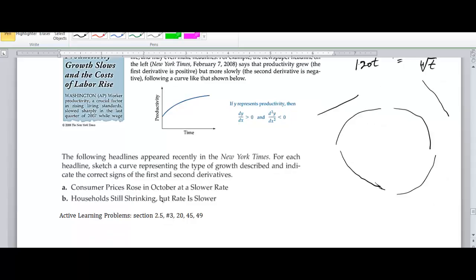Okay. So for each headline, sketch a curve representing the type of growth and indicate the signs of the first and second derivative. So consumer prices rose in October, but at a slower rate. If consumer prices rose, that means the first derivative is positive, but at a slower rate. That means the second derivative is negative. So what is that going to look like? That's going to look like this. The first derivative is positive, and the second derivative is not 0, so it cannot be a straight line. First derivative is positive, but it's slowing down, so it has to look like this. Okay.